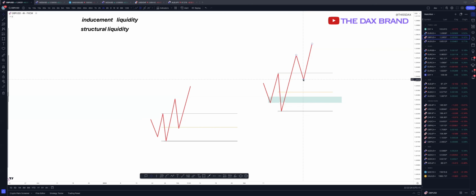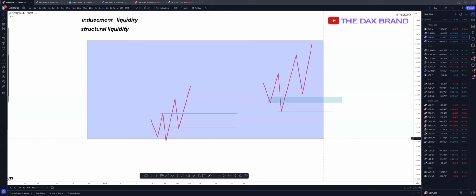So your structural liquidity must either be on top of this 50% or below it. I hope you actually got that now. It is very, very, very important. And that is number one.